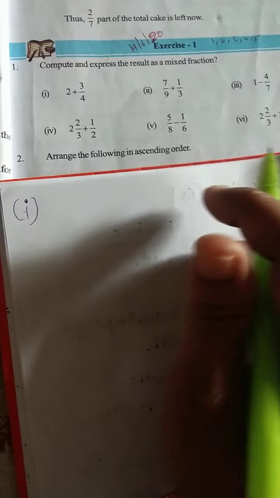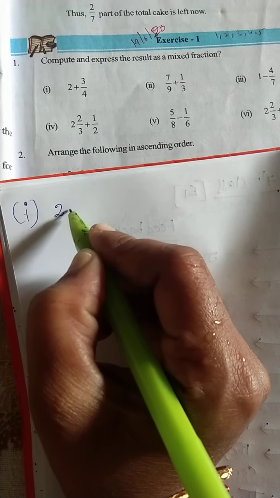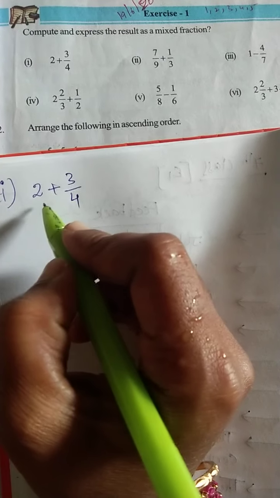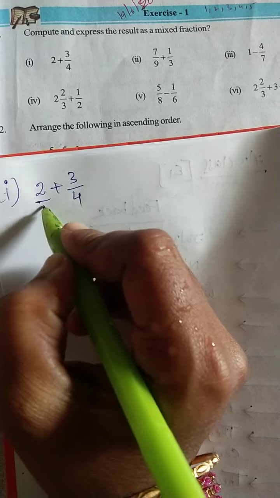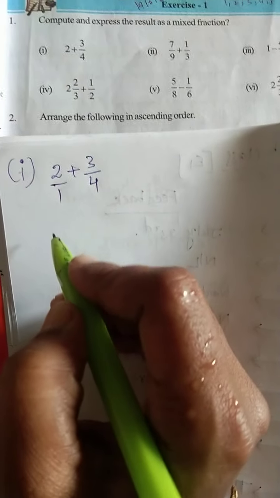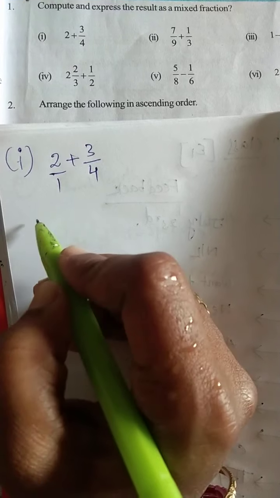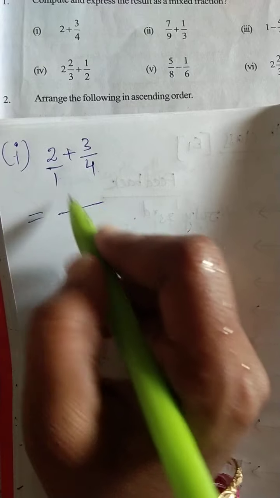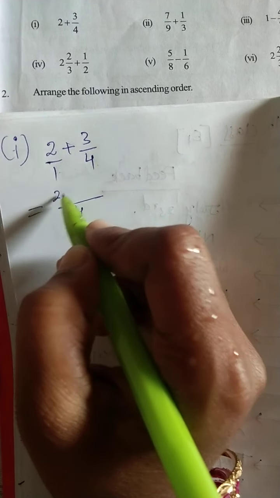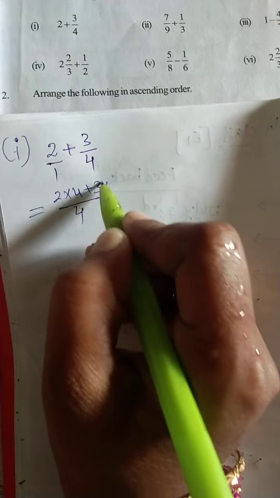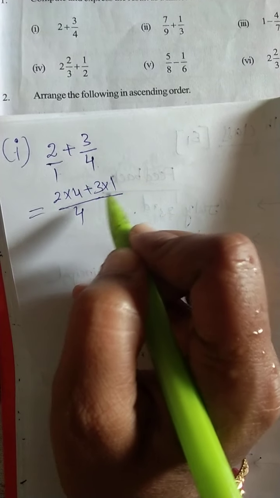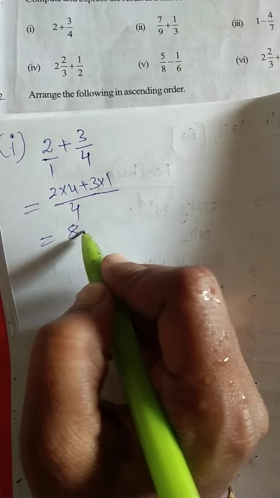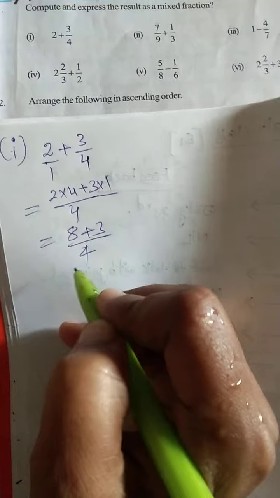See here, first, given 2 plus 3 by 4. Any number with no denominator, we should take the denominator as 1. Now you have to take the LCM. For 1 and 4, the LCM is 4. 1 in 4 times it will go. So 2 into 4 plus 3 into 1. 4 in 4, one time it will go, so into 1 we should write. 2 4s are 8, 3 1s are 3 by 4.